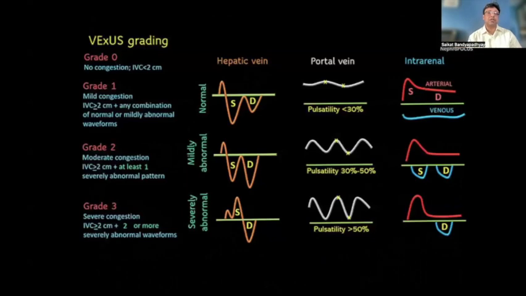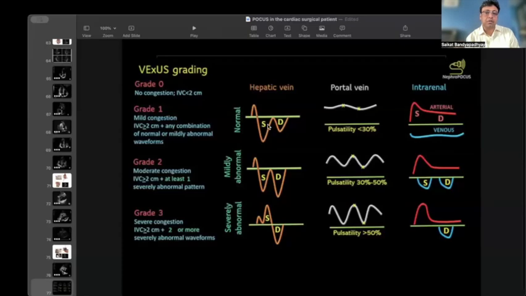So coming to VEXUS grading, we're going to do it very quickly. VEXUS grading is basically venous excess ultrasound. We are basically scanning the hepatic, portal, and the intrarenal veins. The normal views are systolic predominance in a hepatic vein and non-pulsatile continuous flow in a portal vein as well as the intrarenal vein.